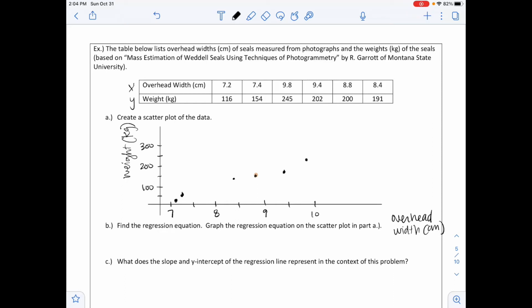So we have our 6 data points here representing those 6 different seals in the study. So it's our scatter plot. Make sure you have your axes labeled. Part B says find the regression equation. That regression equation that we have is going to be that y hat equals a plus bx that we get from our calculator. And then graph the regression equation on the scatter plot in part A.